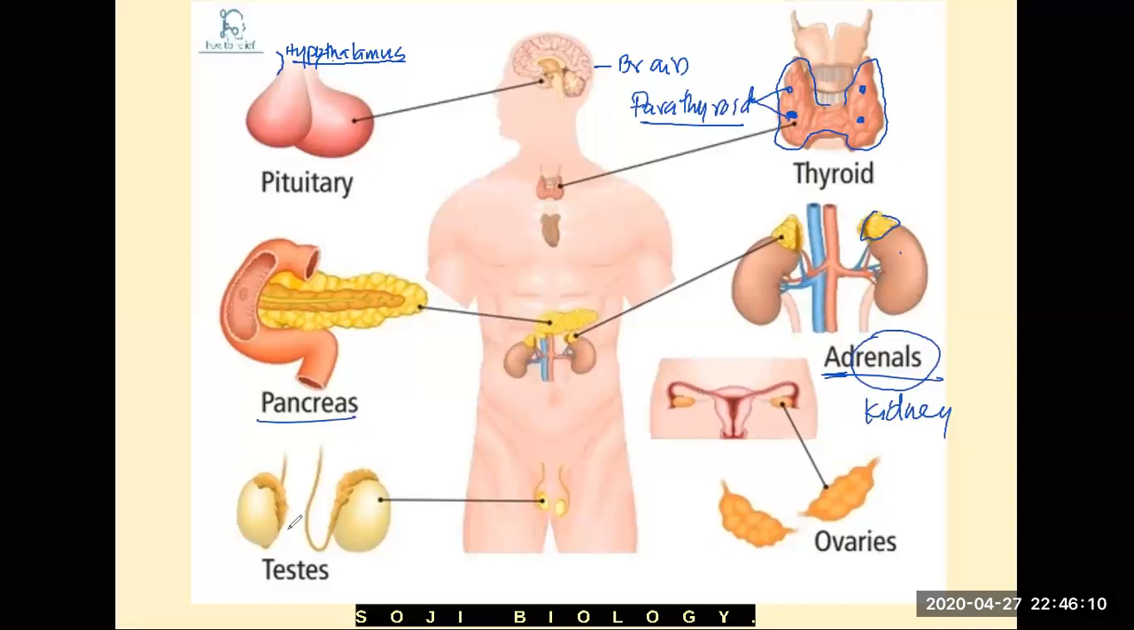Then in the case of male, you find 2 testes, the sex organs. And in female, you find 2 ovaries. Those are the glands that produce sex hormones. This is for the female. In the female, you find ovaries. In the male, you find the testes.